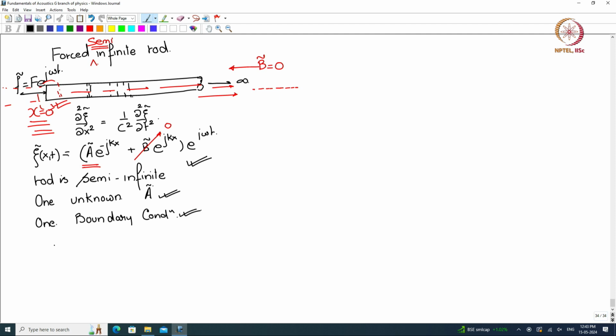So at the end, if this is the rod that goes off to infinity, and at the left end I have an oscillatory force, F tilde is F e to the j omega t. So now what I will do is take a cut. We have to get the condition from here, x equal to 0. So I will take a cut very close to the end, so that this mass is negligible.